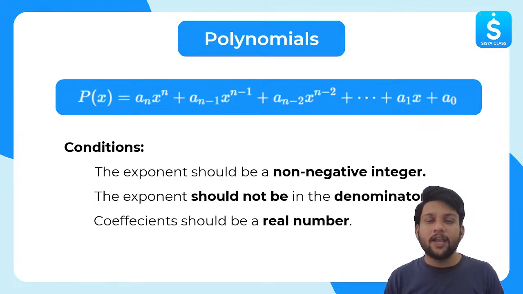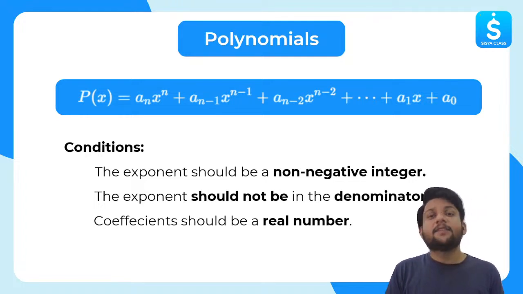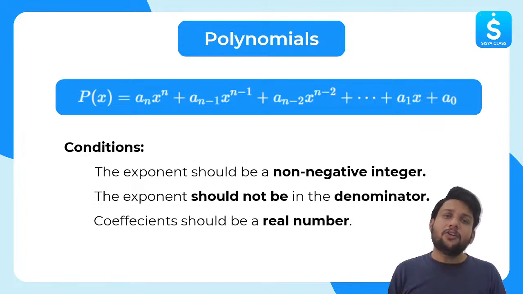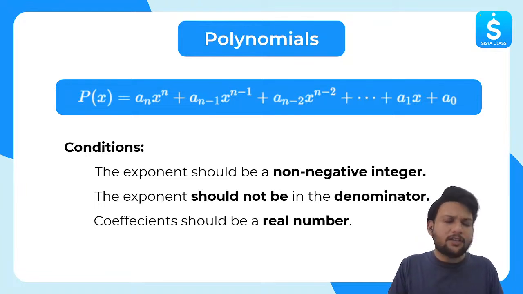What do I mean by non-negative? That means starting from 0, 1, 2, 3, 4, and so on. Second, the exponent should not be in the denominator. This is just the result of the first condition. And third condition, the most important, is that the coefficients should be real numbers.